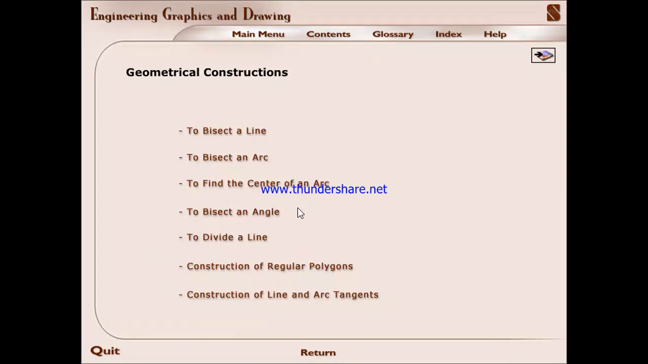These geometrical constructions are: to bisect a line, to bisect an arc, to find the center of an arc, to bisect an angle, to divide a line, construction of a regular polygon, and the construction of line and arc tangents. These are all examination oriented, so understand them carefully, as they are very useful while drawing subjects.